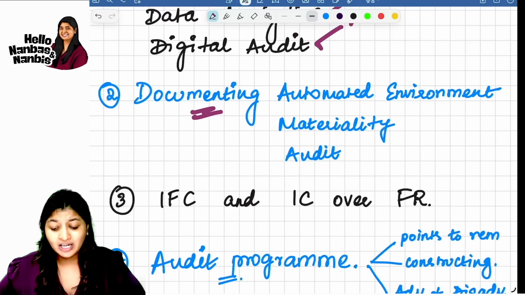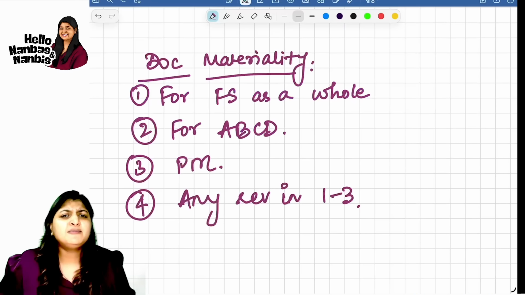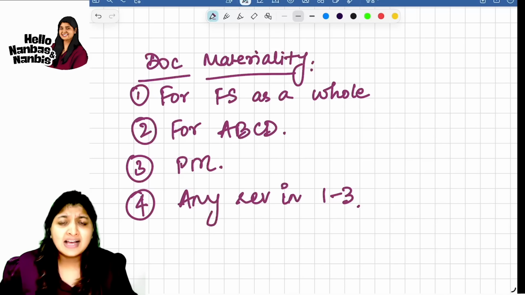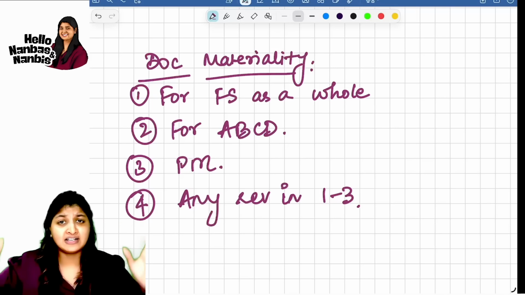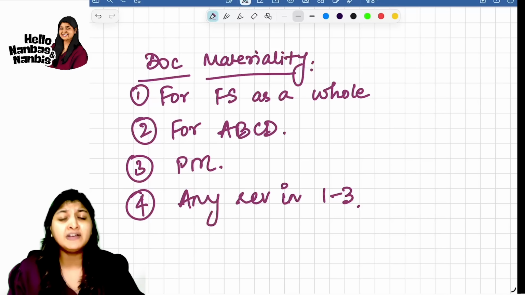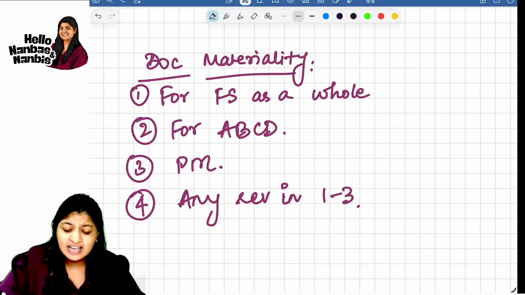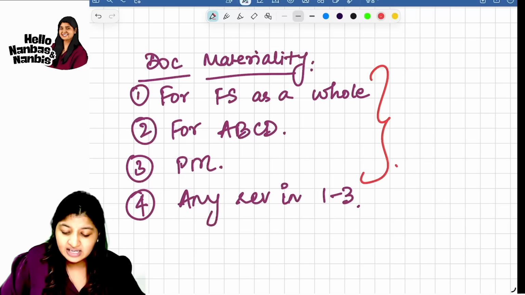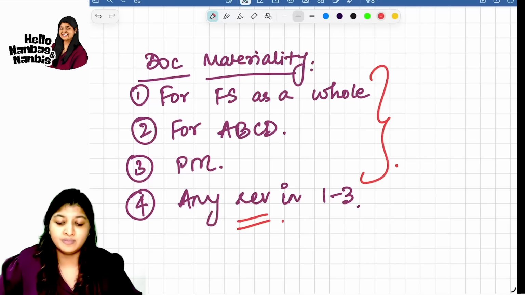The next one is documenting materiality. With respect to materiality, the documentation has to happen for materiality for FS as a whole, materiality for ABCD, that is account balance, class of transaction, disclosure, materiality specific for performance materiality, and if there is any revision in these 3, that revision also has to be documented.